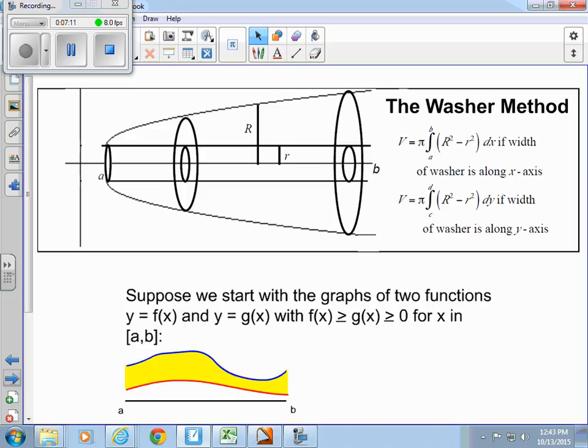Obviously, if we're rotating the other way, we will use dy. Other than that, the formula is the same. So the washer method, we will have an outside radius and inside radius. Any questions about that so far?